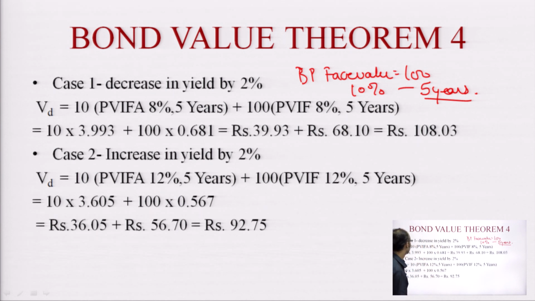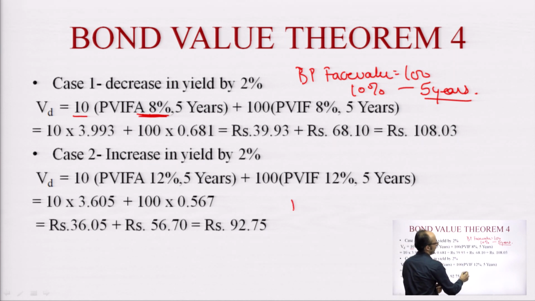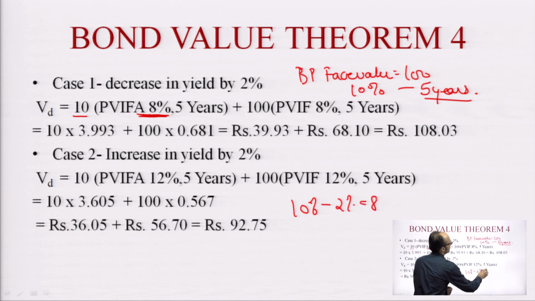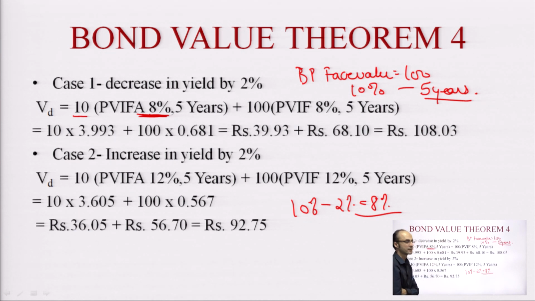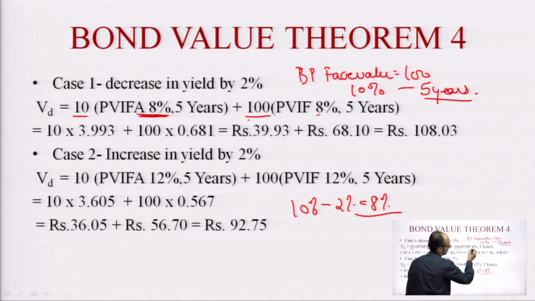Now you can see here, this is the interest that the bondholder will get, rupees 10 on annual basis, till 5 years are completed. Now you can clearly see the discount rate given here for the present value annuity factor is 8%. How come 8%? Because the bond had a coupon rate of 10%, we have decreased it by 2%, the yield now becomes 8%, the discount now becomes 8%. Here the 100 rupees is the maturity value that the bondholder would get after the maturity of the bond. Here the interest factor is 8% as we have just discussed, and the maturity period is 5 years.